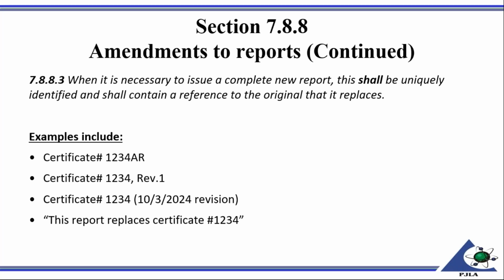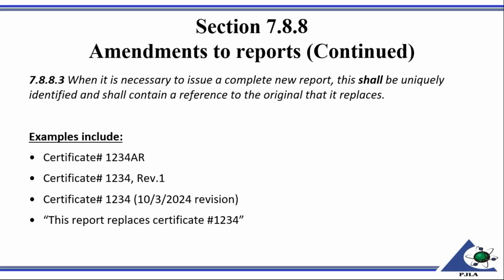7.8.8.3. When it is necessary to issue a complete new report, this shall be uniquely identified and shall contain a reference to the original that it replaces. There are any number of ways you could do this. Some examples: you have a certificate number or a test report number, and you add an AR at the end of it. You add a revision 1, revision 2, revision 3, etc. as necessary. You have the date it was revised. That's another good one. Or test report replaces, and then the old certificate number.